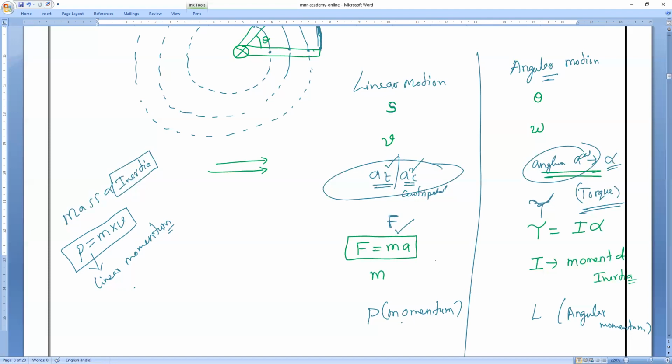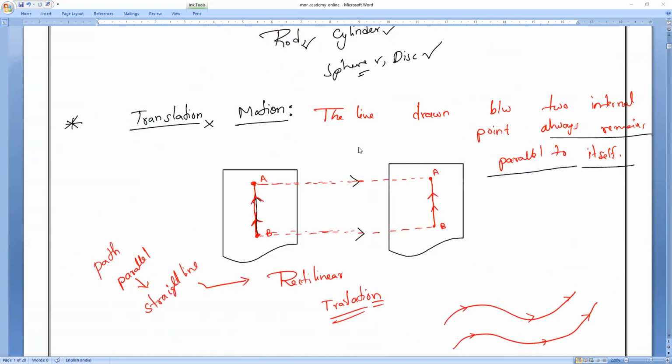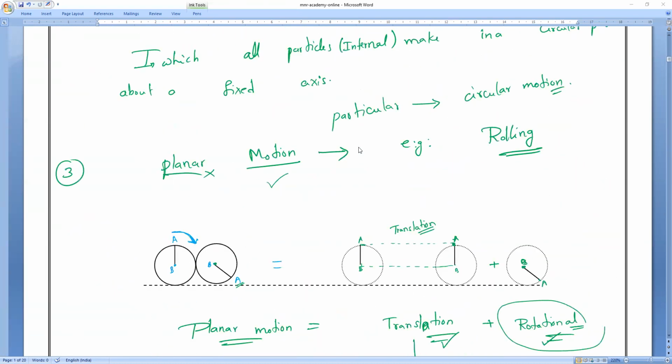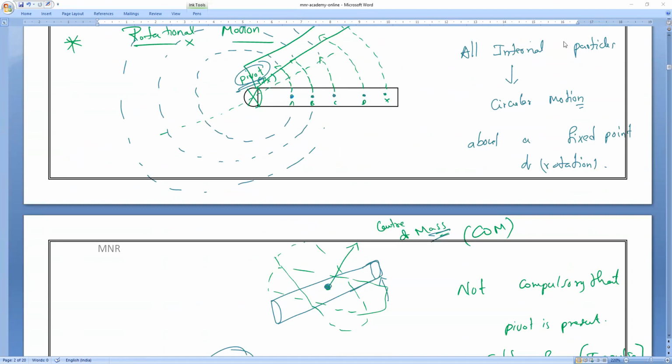These things will continue in the evening class. Till here, I hope you all understand. Only three things we studied: translational motion, rotational motion, and planar motion. What is rotational motion? All the internal particles are taking part in what motion? Circular motion, about a pivot point or maybe without a pivot point also. That is what we call rotational motion.